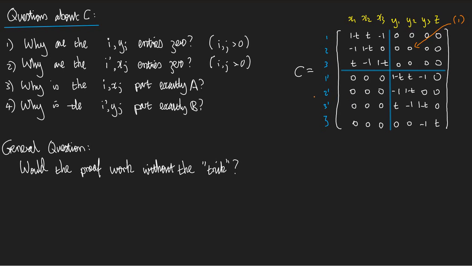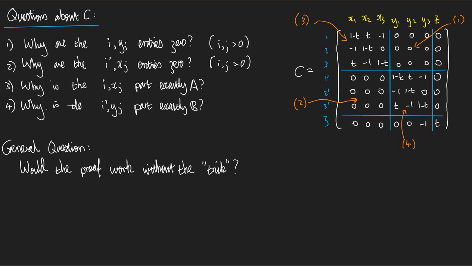Then question 2 asks you, why are these all 0? This is question 2. Why are the I prime, xj entries all 0? And I should divide my matrix up a bit more. Question 3, why is the ixj part exactly A? So question 3 says, why is this exactly A? And question 4 asks you, why is this exactly B? So I want you to go back to the previous screen, so rewind the video, look carefully at all the diagrams we had, and decide why the matrix C has the features just described.